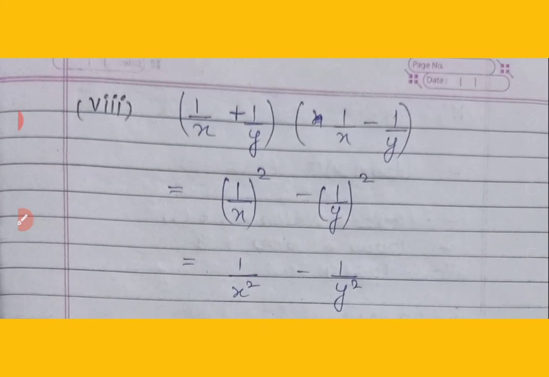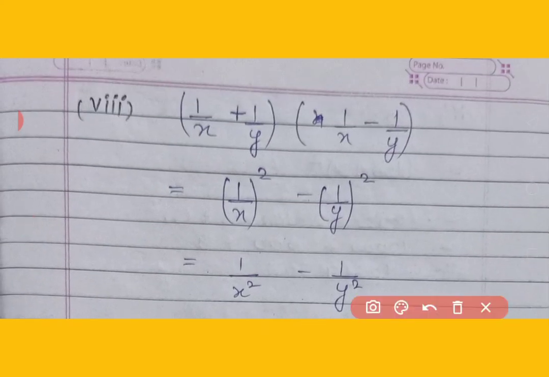Next question, the 8th of the same type: 1 upon x plus 1 upon y in the first bracket, 1 upon x minus 1 upon y in the second bracket. So 1 upon x is determined as a and 1 upon y is determined as b. So according to the formula, here it will be a square minus b square.